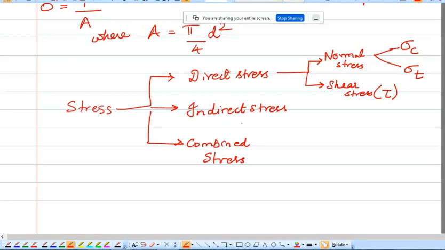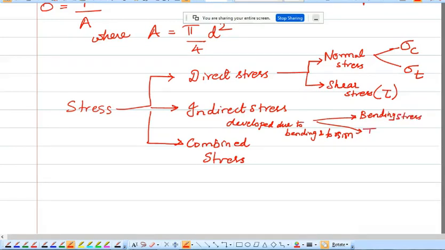Indirect stress is developed due to bending and torsion. So you'll be having bending stress and torsional stress. The combined stress is a combination of direct and indirect stresses.